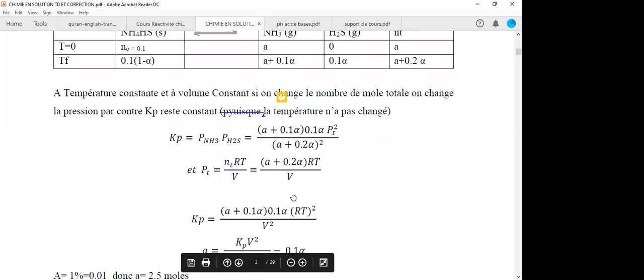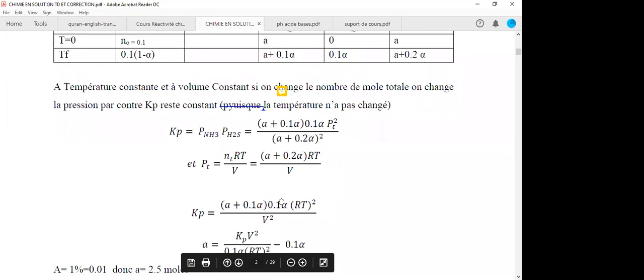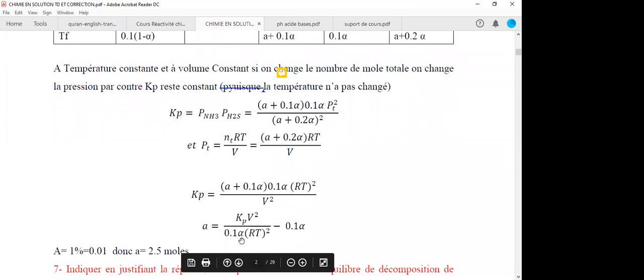And from this one, I'll just do the simple mathematics, which is the cross multiplication, and I group like terms together. I will have this one here. I have all the values from the question. I have the value for Kp, I have the value for volume, I have the value for alpha, which is 1%, 1 over 100 is 0.01. R I have, which is 0.082. T I have, which is 25 plus 273. Minus 0.1 times alpha, which is 0.01. When I do the mathematics here, just punching on the calculator, you will have 2.5.